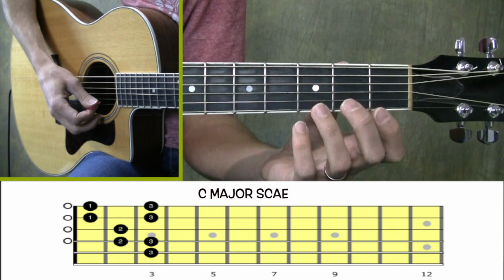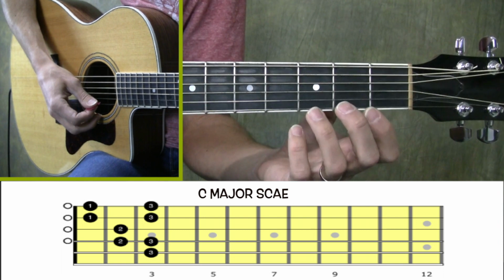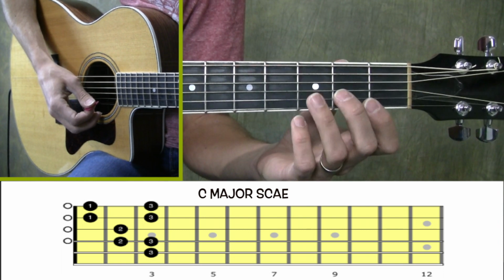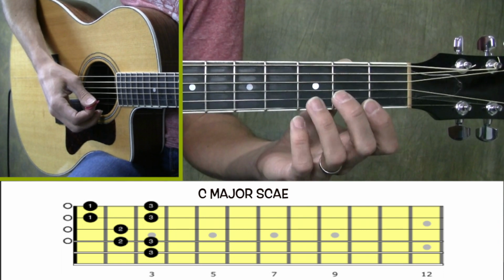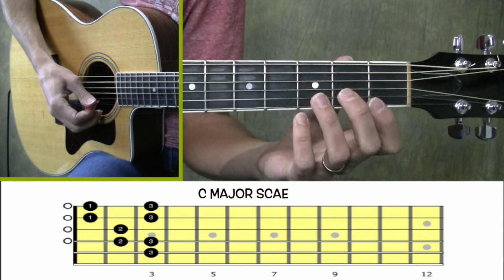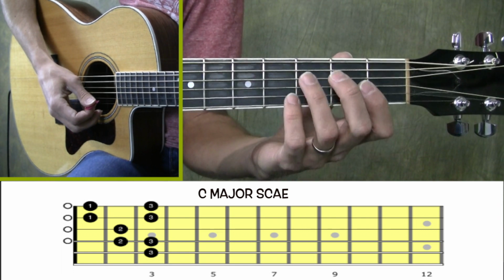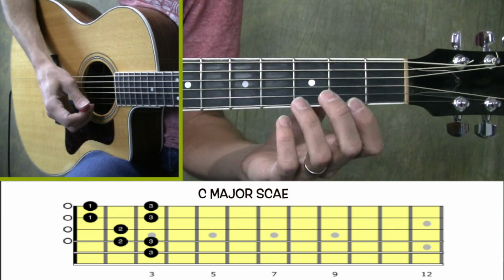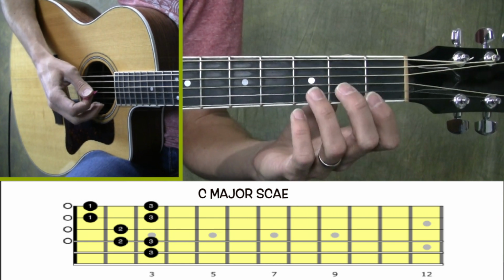Alright, so if you want to learn this song really fast, then you need to learn a first position C major scale. And that's because pretty much all of the notes in this song come directly out of that scale. So here's how to play the scale.